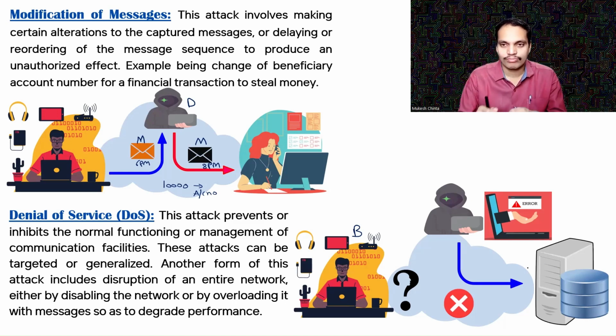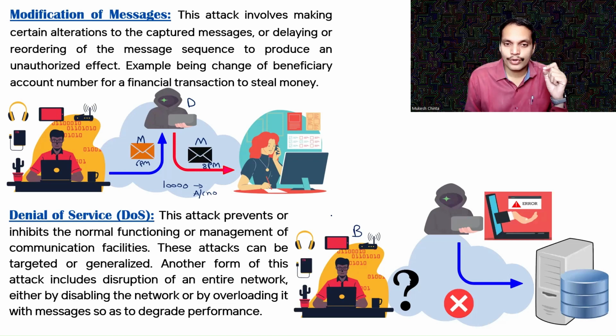Maybe physically he can go plug off the wiring or cut off the wires or even switch off the power supply, or sitting on the internet he can just send random messages or too many messages to the server so that it gets inundated and completely breaks down. That is called a denial of service attack. Its main intention is to ensure that Bob does not have access to the server.